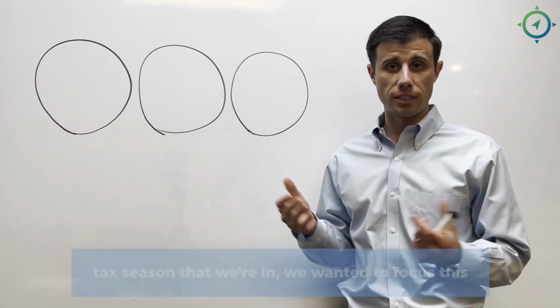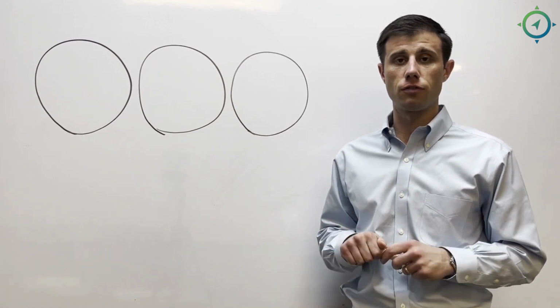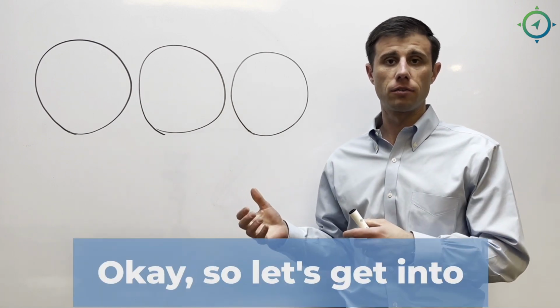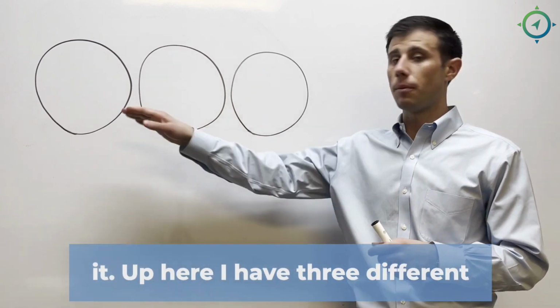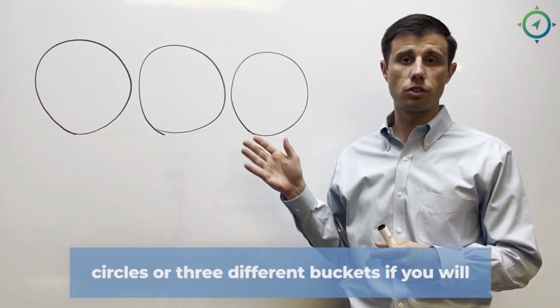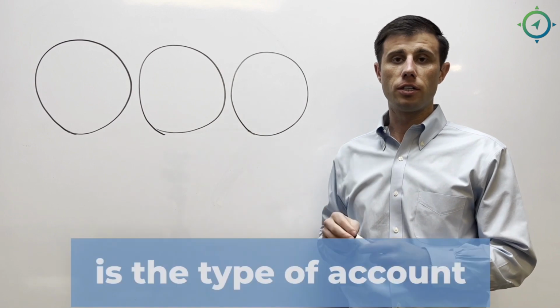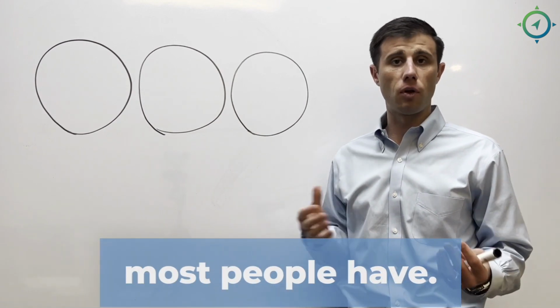Hence the season, the tax season that we're in, we wanted to focus this video on tax planning and also retirement planning. Okay, so let's get into it. Up here I have three different circles, or three different buckets if you will, and what each bucket represents is the type of account most people have.